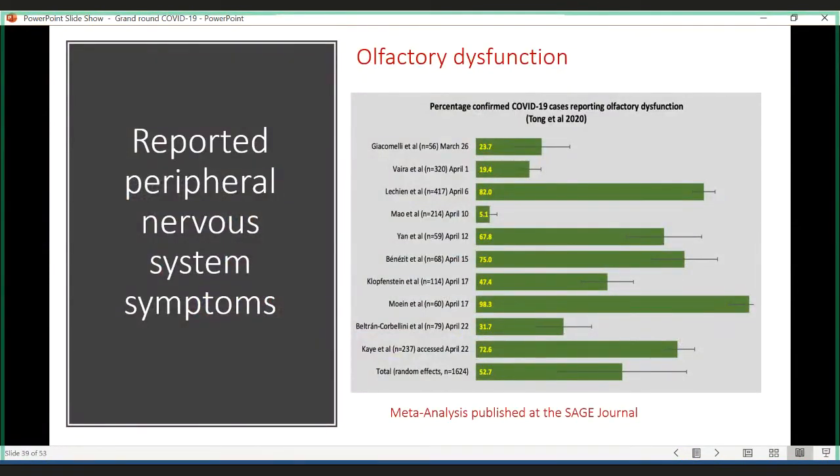This is a meta-analysis of 10 studies to identify the incidence of olfactory and taste dysfunction with COVID-19. As we see here, the incidence ranged from 5% in one study to more than 98% in another study. So the average occurrence of olfactory dysfunction tends to be 52.7%.